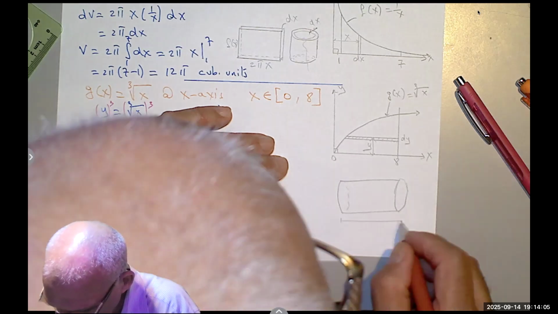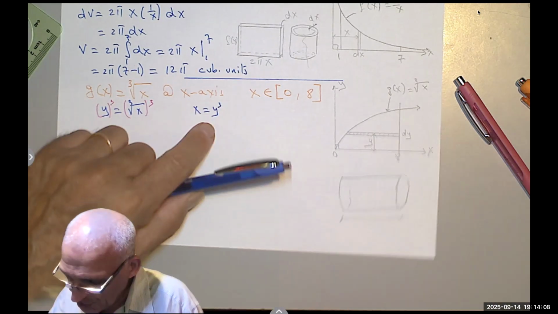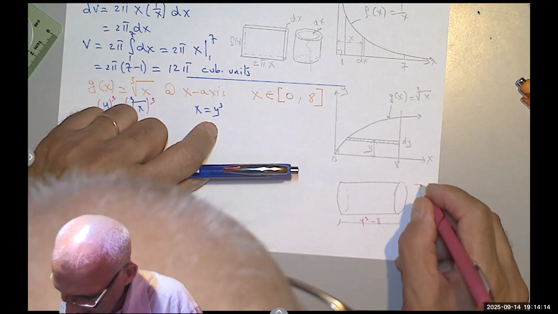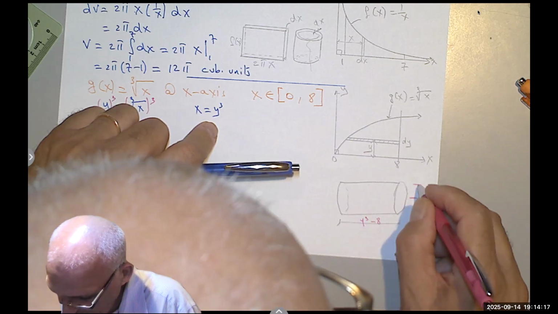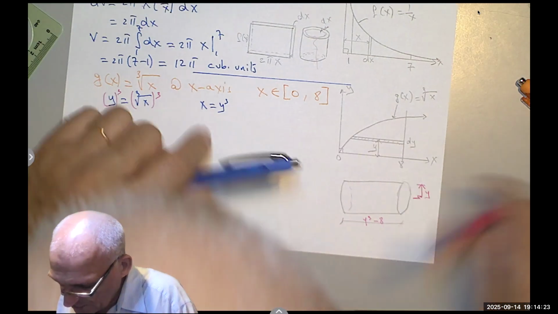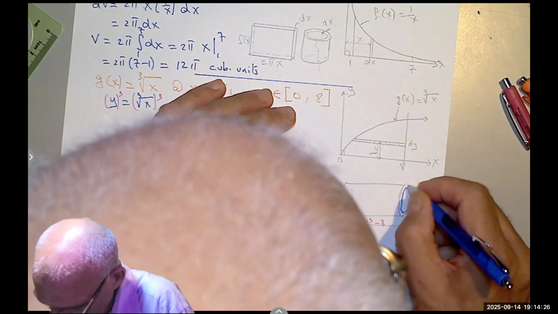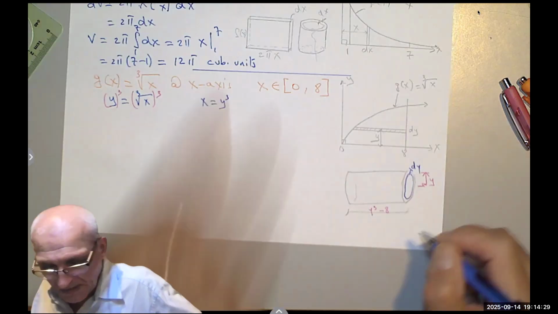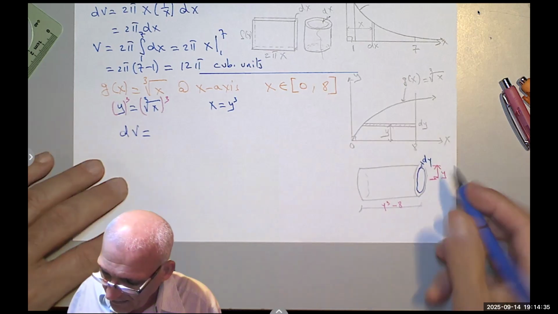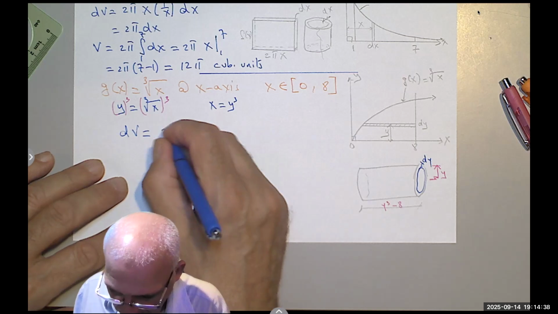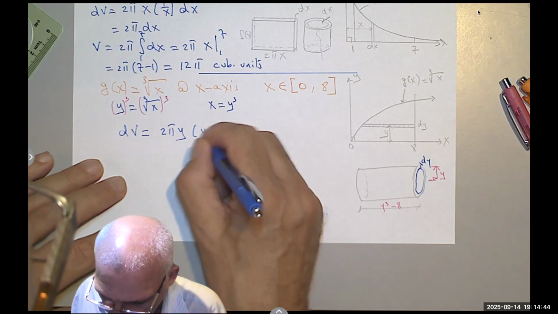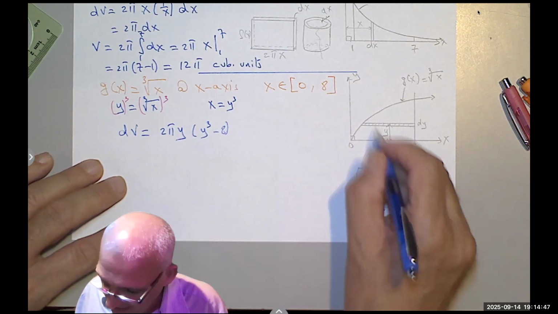So this length is y cubed minus 8. The height would be 2y because that's the radius. Notice this is the radius. There is another y. And the thickness, of course, is dy. So my element has a volume of 2 pi y times the height, which is y cubed minus 8, times the thickness, which is dy.